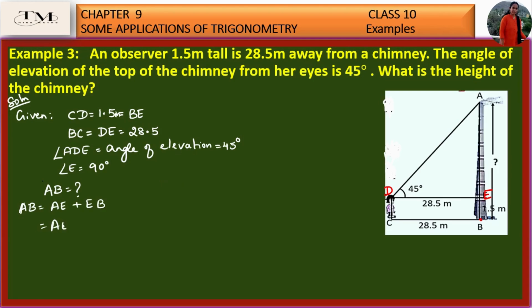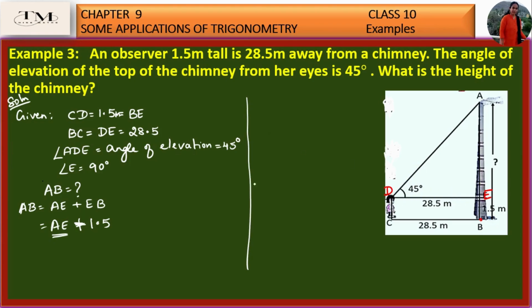What is EB? EB or BE is nothing but 1.5 meter. So AE plus 1.5. Now what we have to find is AE. So let us use the triangle ADE. In this triangle ADE, AE is present. So we are going to use the right angle triangle ADE.